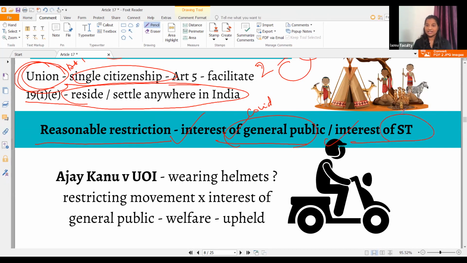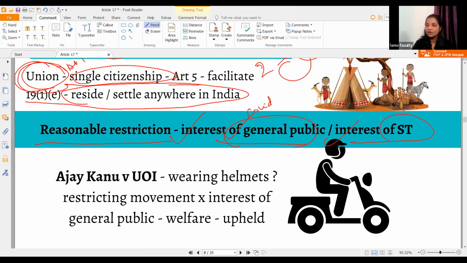You have certain areas, exactly in the northeast, where you cannot go. Even in Andaman, you have the Sentinelese Islands, right? You are not allowed to go, and if you go there, they will kill you. So those are the areas in whose name we can restrict your movement.